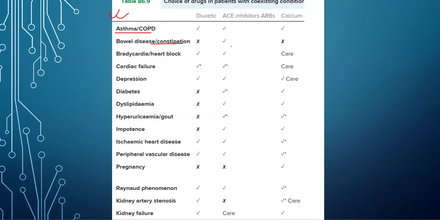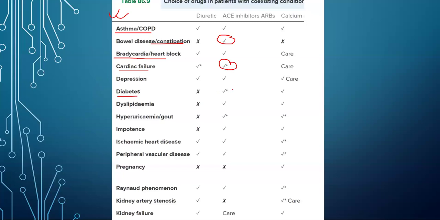Same with constipation, we choose ACE inhibitor because that's better. Calcium channel blockers and diuretics can give constipation. For bradycardia, it is better not to choose a beta blocker or calcium channel blocker. Same with cardiac failure, for calcium channel blocker and beta blocker, we have to be cautious before we start. For systolic heart failure, ACE inhibitor is best.